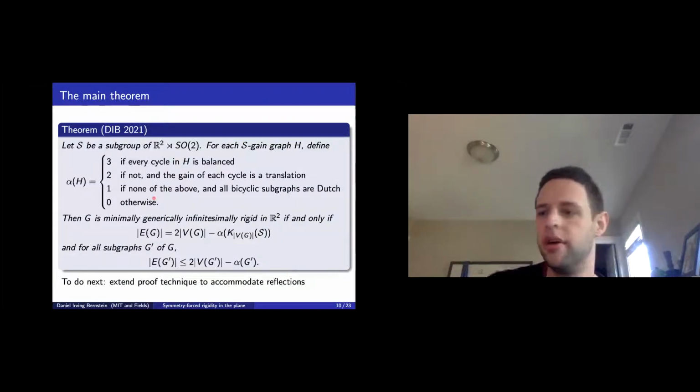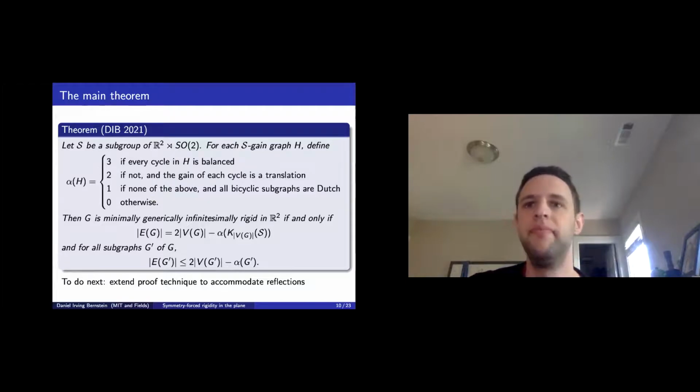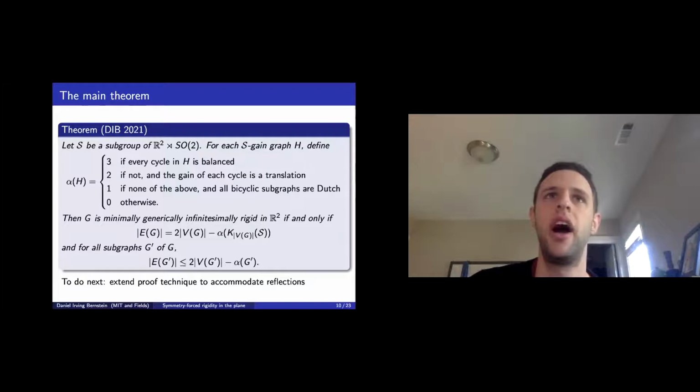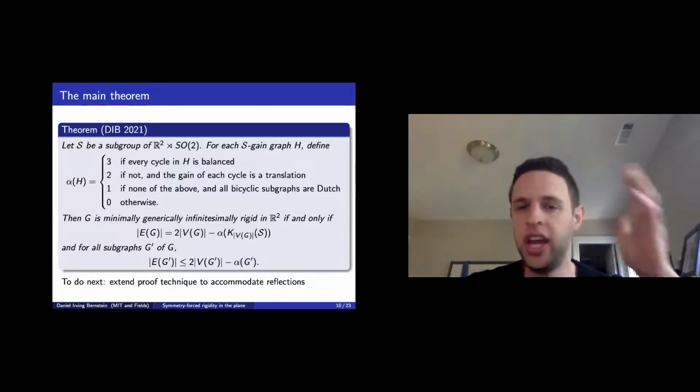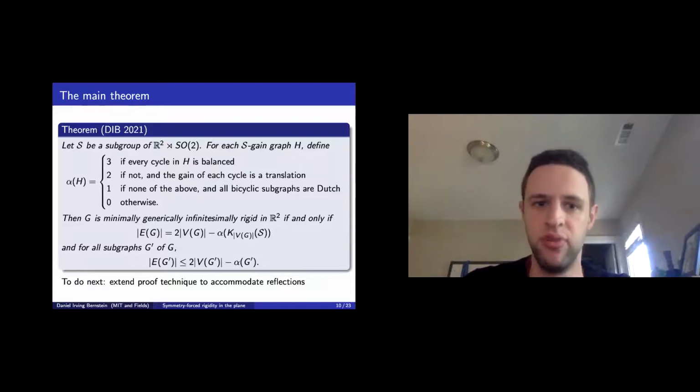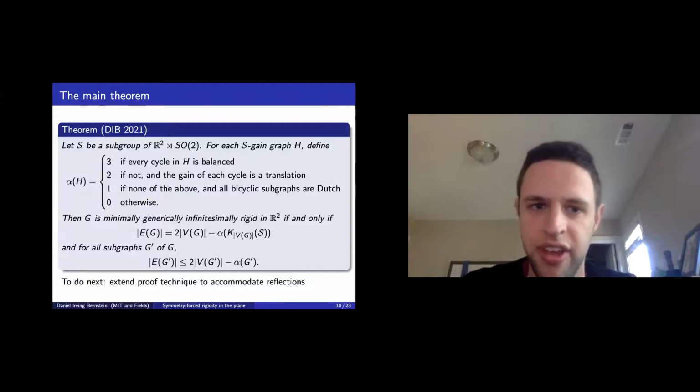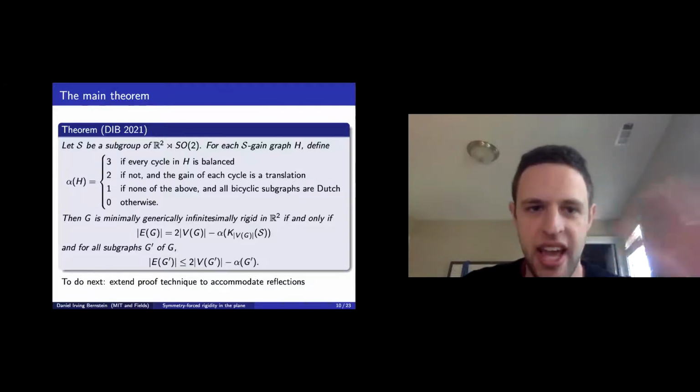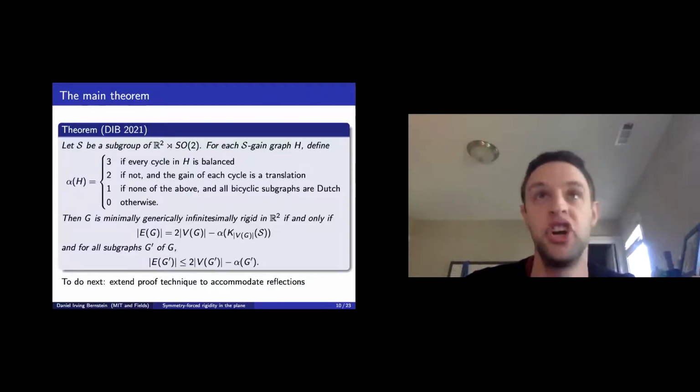So here's the theorem. Let S be a subgroup of the semi-direct product of R2 and SO2. So this is just Euclidean isometries that preserve orientation, or in other words, Euclidean isometries where, when you try to represent it as AX plus B, A has determinant 1.